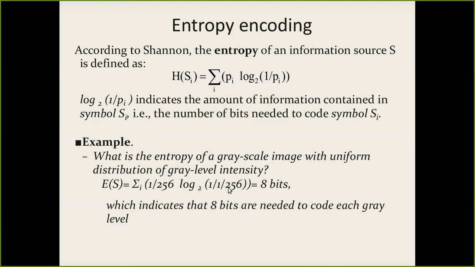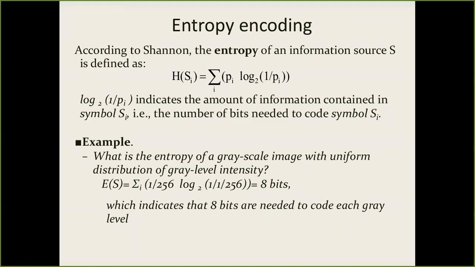So 1 over 1 over 256 means 256. Then the logarithm of 256 to the base 2 means 256 is 2 to the power of 8. The 2 cancels the 2, and then we have 8 bits. That means the information content of a grayscale image is 8-bit entropy. That's why 8 bits are used for a grayscale image. Since there are 256 colors, every color requires 8 bits for representation.